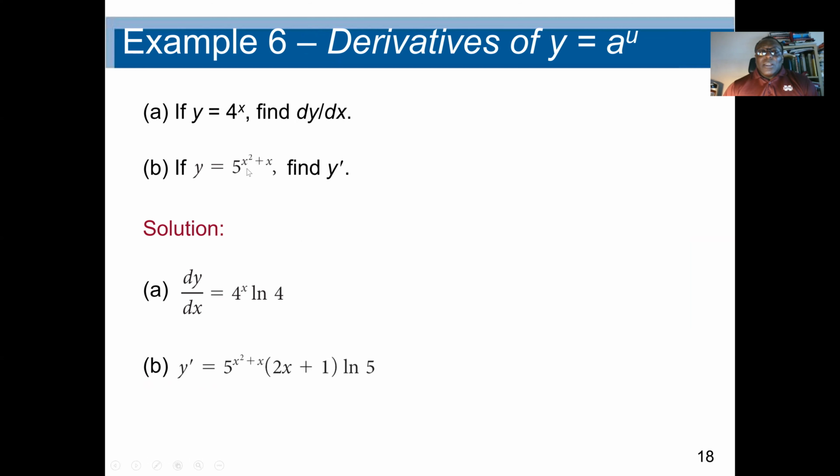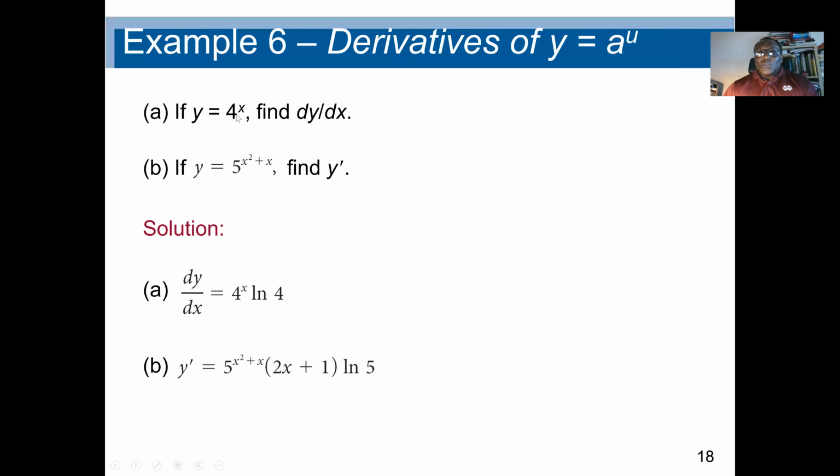y equals 5 to the power x squared plus x. So we have to find the derivative. This is a chain rule, so we need to find the derivative of the exponent. So we get 5 to the power x squared plus x times the derivative of x squared plus x, which will give me 2x plus 1, and then the natural log 5 of the base.